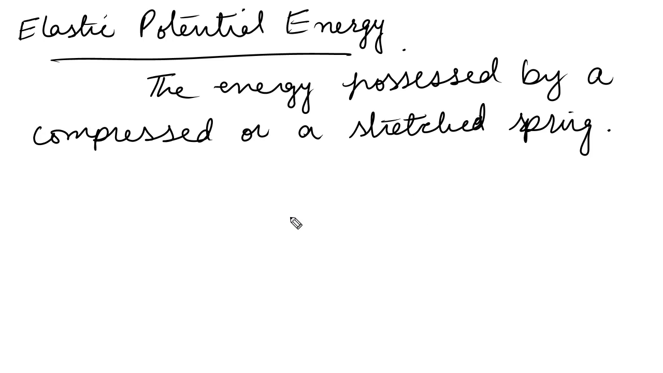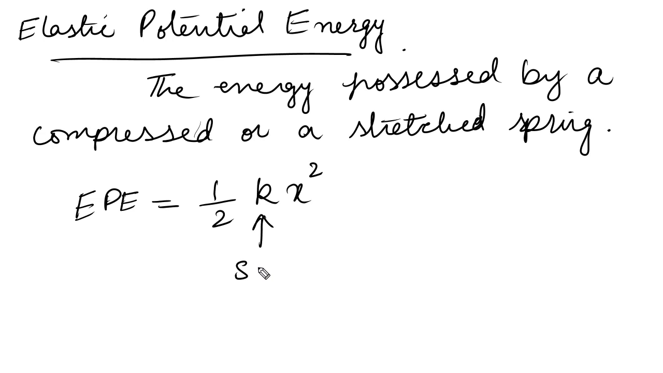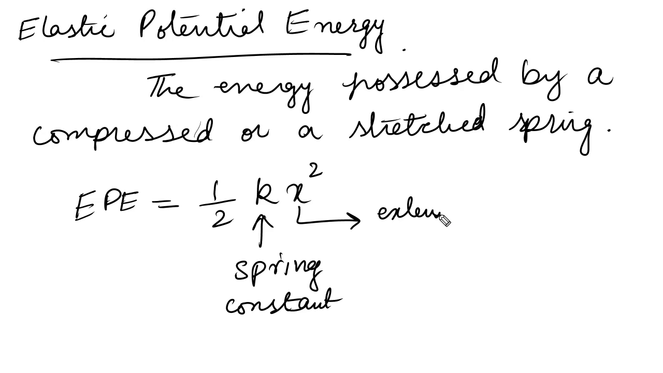So now let's go into the formula. Elastic potential energy, I'll represent it with EPE, stands for elastic potential energy. That will be equal to half kx square. Now this k is basically the constant and we call it the spring constant. The value of the spring constant will be higher if the spring is stiffer and the value of the spring constant will be lower if the spring is less stiff. This x, we call it extension. The extension that will be caused in the spring will be represented by x.